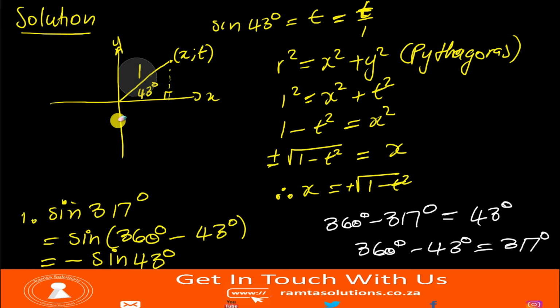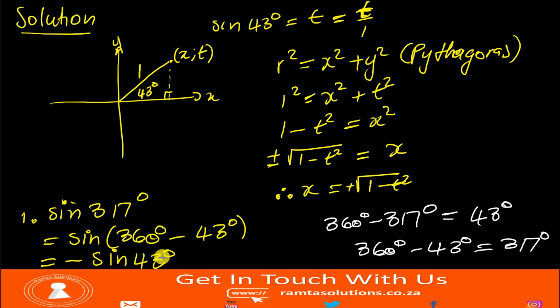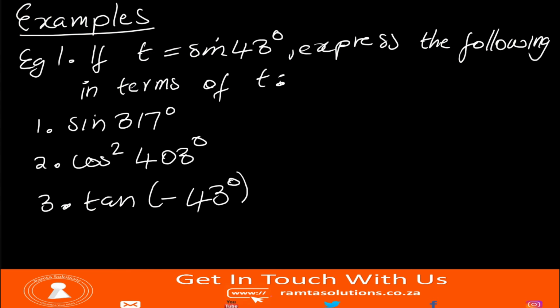We didn't answer the question. The question was saying we must express the following in terms of t. So we know that wherever we see sine 43, we see t. So our answer is simply negative t.